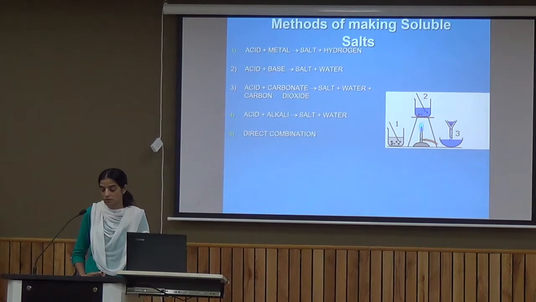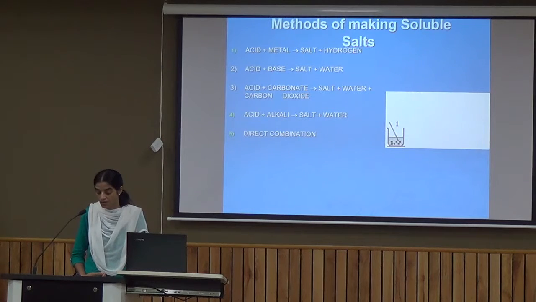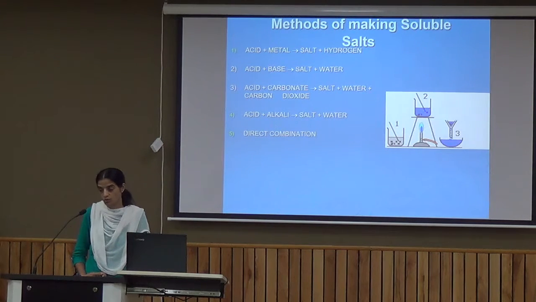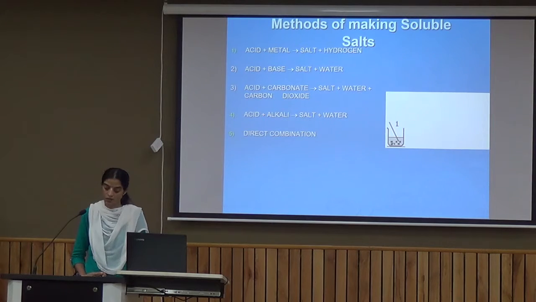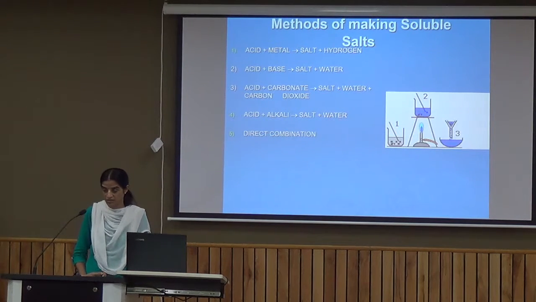Acids react with metal to form salt and hydrogen. Acids react with base to form salt and water, that is a neutralization reaction. Acids react with metal carbonates to form salt, water and carbon dioxide. Similarly, acids react with alkalis, that is soluble bases, to form salt and water. Then, by direct combination also, salts can be formed. For example, sodium reacts with chlorine to form sodium chloride. This is an example of direct combination.